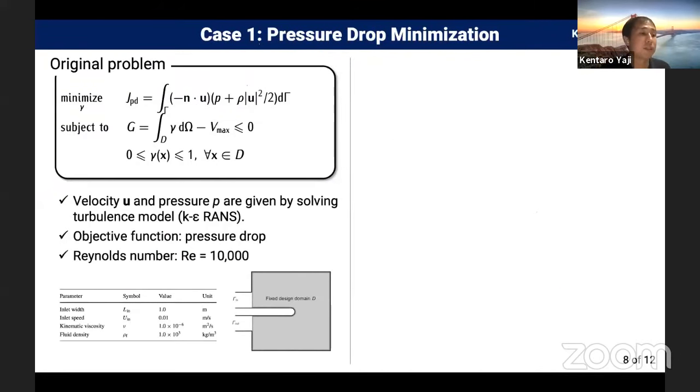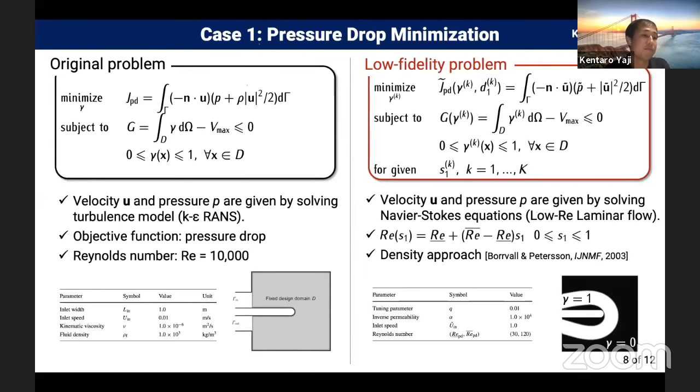As a very simple example, the first is a pressure drop minimization problem considering turbulence. This is the original problem, in which the objective function is defined as the pressure drop and the volume constraint is considered. The velocity and the pressure are given by solving a turbulence model, and the Reynolds number is set to 10,000. For indirectly solving this original high fidelity problem, we define this low fidelity problem in which the velocity and pressure are given by solving Laminar Navier-Stokes equations at the low Reynolds number condition.